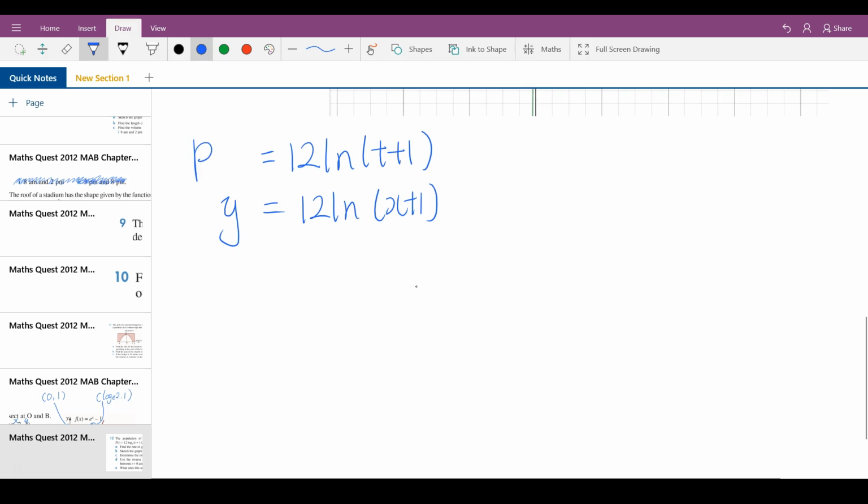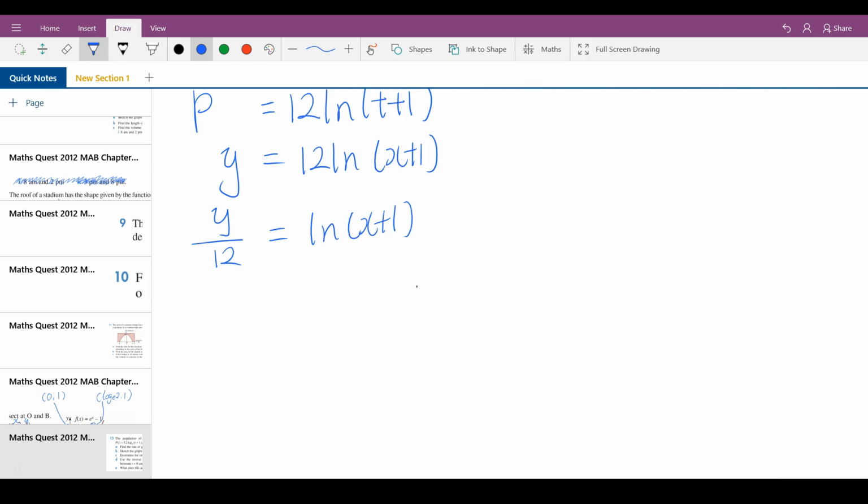So how we find the inverse of a function is we move everything from one side to the other. We move everything on the x side to the y side. First we move the 12, so it'll be y divided by 12 equal to ln x plus 1, and then we move the ln to the other side. When you move the ln to the other side, it becomes e to the power of y over 12 equals x plus 1.